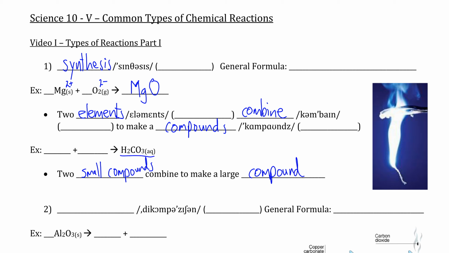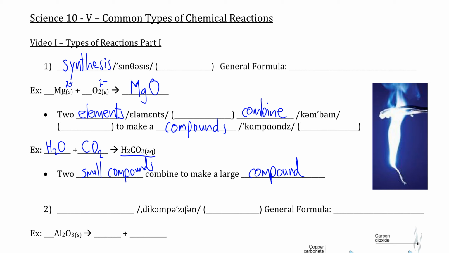So in this case, we have an acid called carbonic acid, H2CO3, and we can see that if we break this down into two compounds, one of those compounds would be water, H2O, and the other compound would be carbon dioxide.